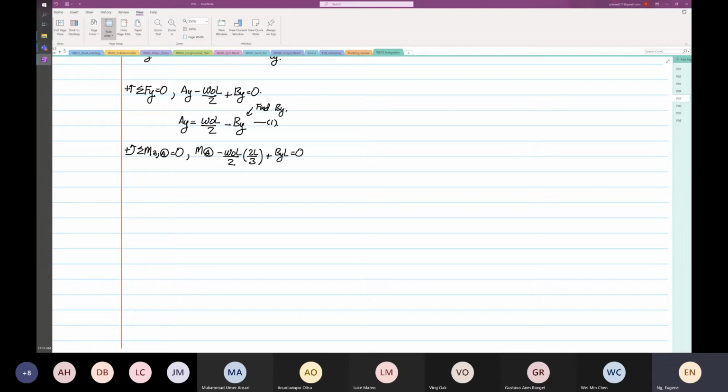Okay. Then from here, we know that the moment at point A is equal to ω₀L² over 3 minus By L. So this is our equation number 2. Okay, for a moment, now we use our positive shear and positive bending moment. So we are going to find from point A to point B.